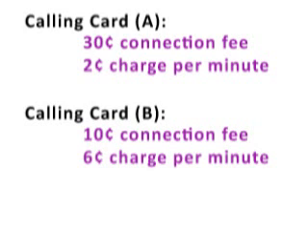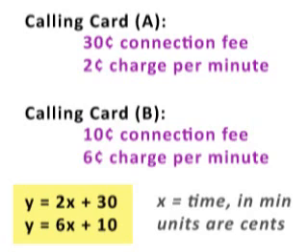Here we've got two. Card A has a 30-cent connection fee and costs 2 cents per minute, and card B has a 10-cent connection fee and costs 6 cents per minute. We want to find the length of the call in which both calling card options would be the same. We have to turn these facts into an equation. And so here it is.